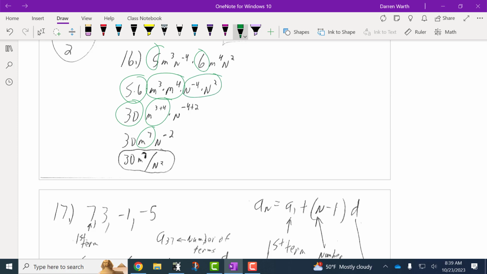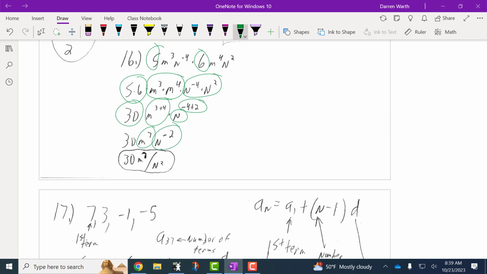Okay, now on this last one, we're going to go ahead and deal with our n's. So you deal with your variables separately, each variable to itself. So now notice again, I've got n to the negative 4 plus 2. So following that rule, I take negative 4 plus 2, and I'm going to get an answer of negative 2.